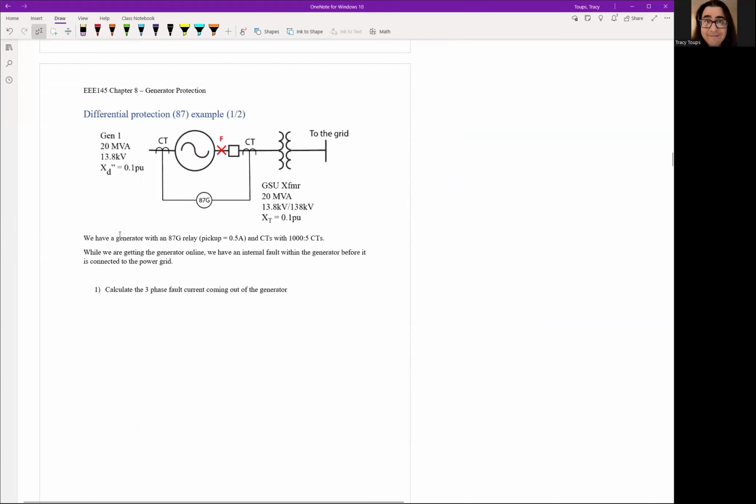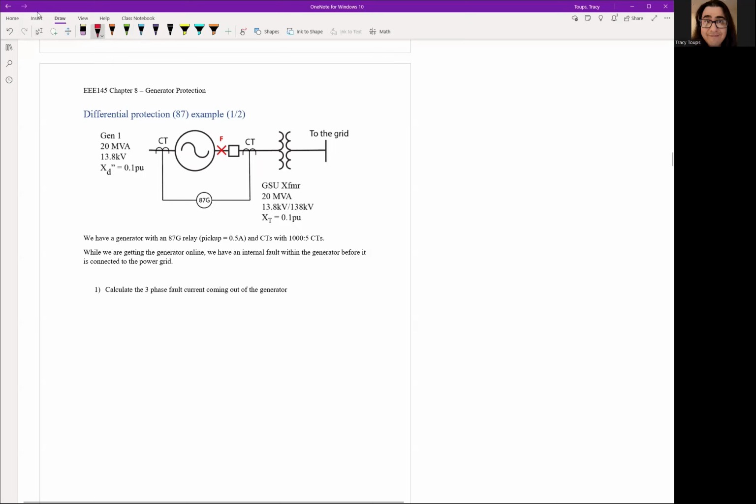Just to give you an idea, we have a generator with an A7G relay attached to it. The pickup for this relay is 0.5 amps. The CTs are 1,005 on both ends. While the generator is getting online, we have an internal fault within the generator, right inside the generator where F is, before we're connected to the grid. So calculate the three-phase fault current coming out of the generator.